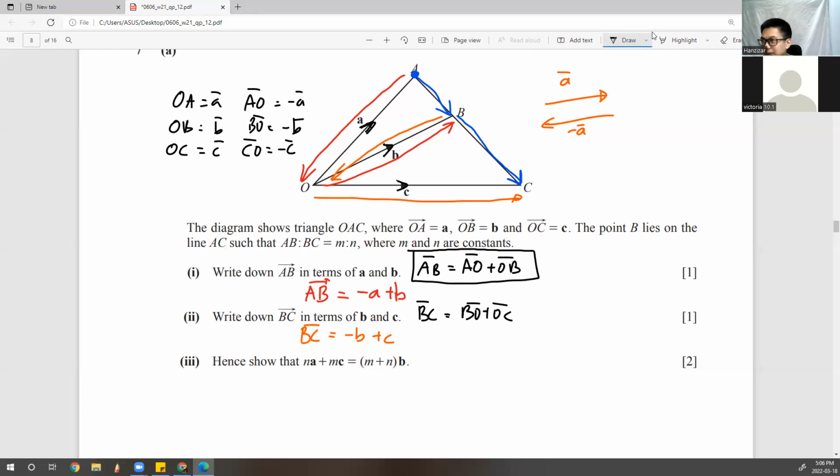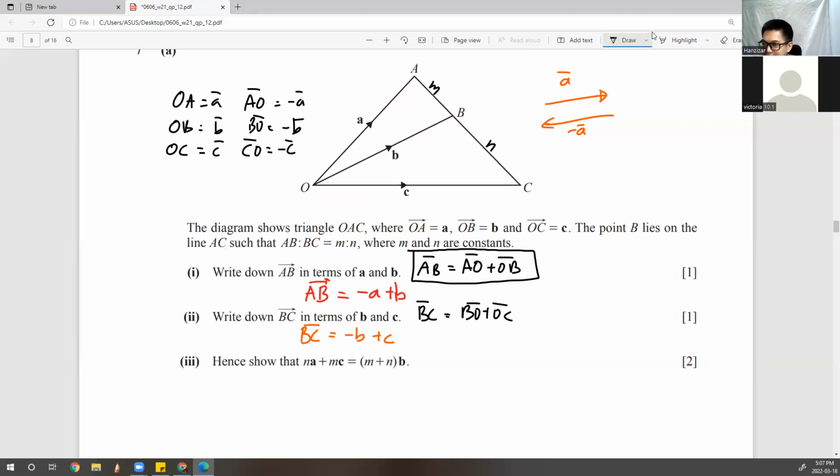Yeah. Okay, now hence show that na plus mc equals m plus n times b. You have to rewrite the question. I will erase all this messy drawing. So let's go back to the original. AB by BC equals m by n. So this is m, this is n, right? And then hence show that n times a plus m times c equals m plus n times b. Let's try to focus on this question.